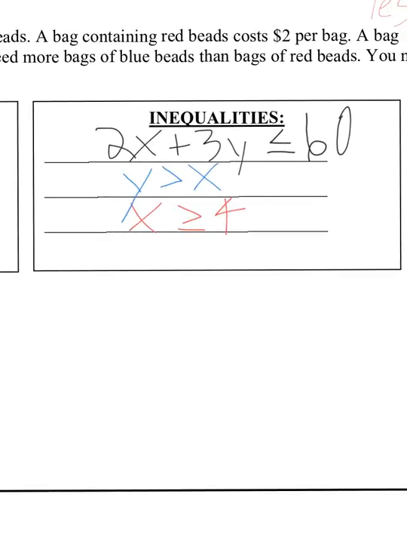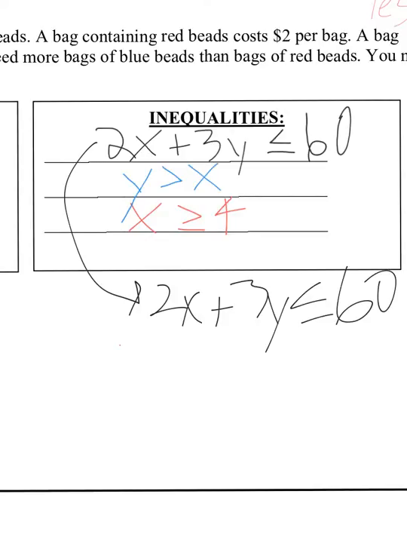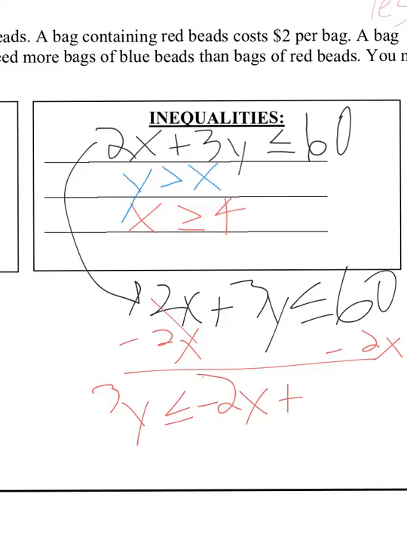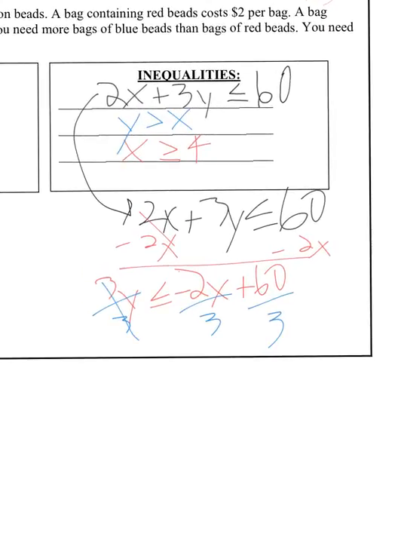Now, the last thing I want to do before I close out this video, I know I'm running a little bit long, is make sure everything's in y equals or x equals form, so it's ready to graph. So this equation right here needs to be in y equals. The only way to do that is by subtracting 2x from both sides first. So you have 3y is less than or equal to negative 2x plus 60. Now I can divide by 3. And once I do that, that gives me a final answer of y is less than or equal to negative 2/3 x plus 20.